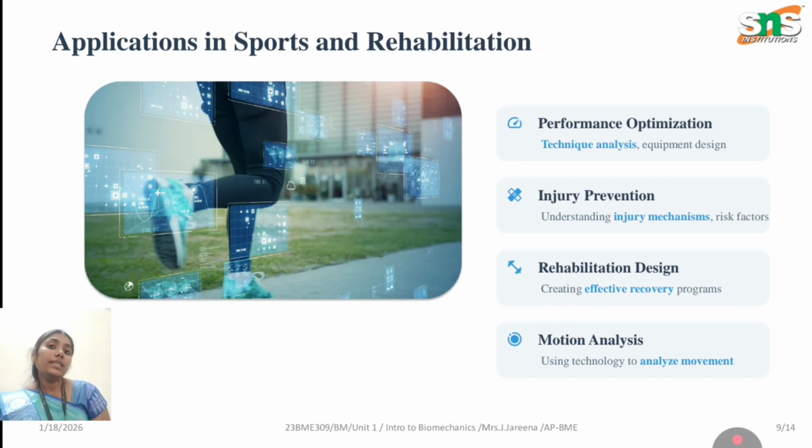So, what are the other applications? Not only in the medical field, we have other applications of biomechanics. One is sports, another one is rehabilitation. How is it used in sports? In sports, we can do performance analysis and optimize the performance of athletes, because the way they jump, walk and run, everything matters. That is again the involvement of movement, motion and action.